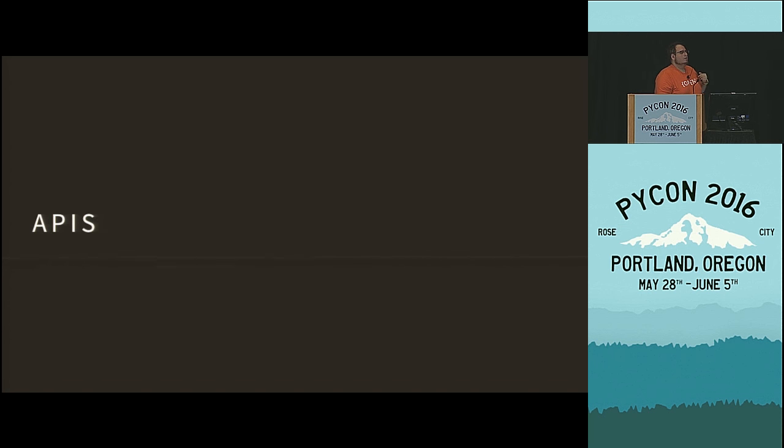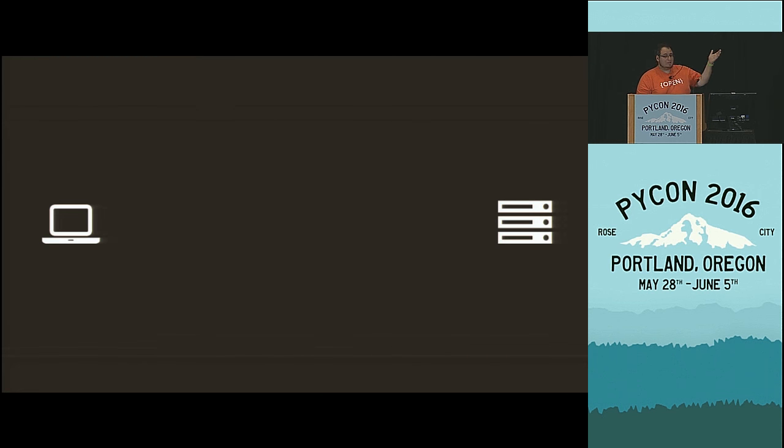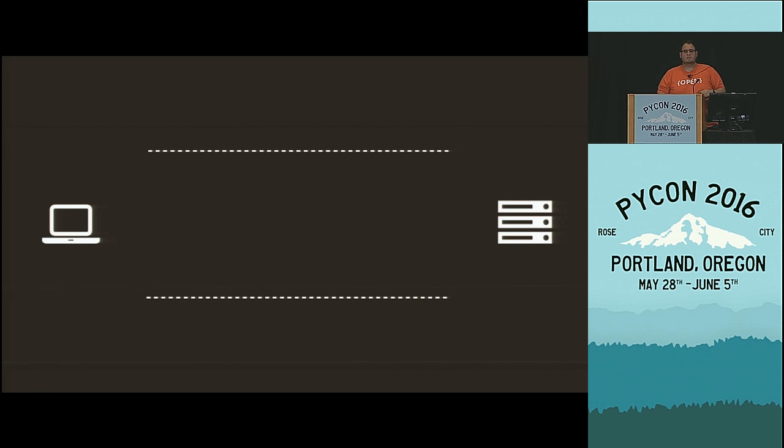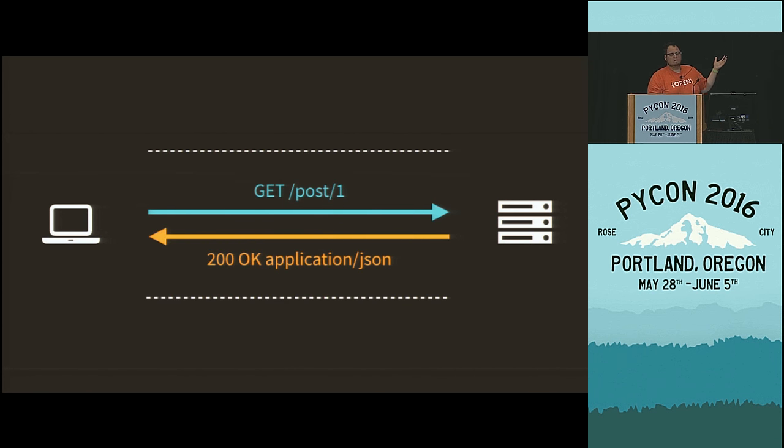The second one we're going to look at is APIs. So obviously, from the name of the talk, this is what you're hopefully expecting. So really simple API. Please don't judge me. It's meant to fit on slides. Fetching a blog post with comments. Like, this seems like a pretty common use case. So we have a client and a server. We open up a TCP connection. We do a GET request. We get a JSON response.